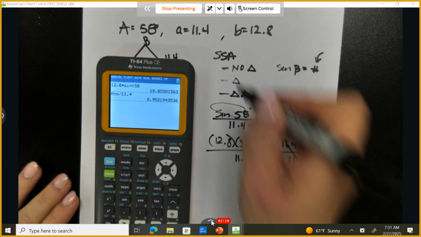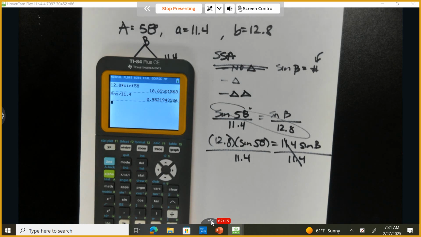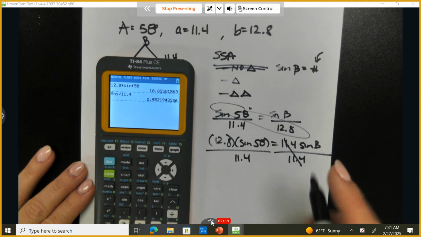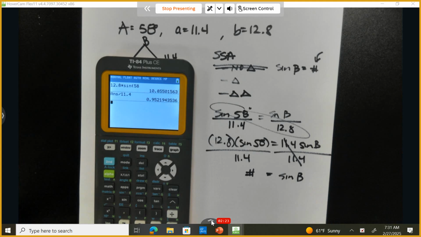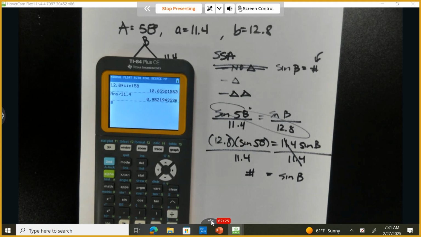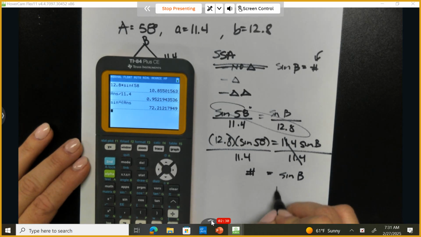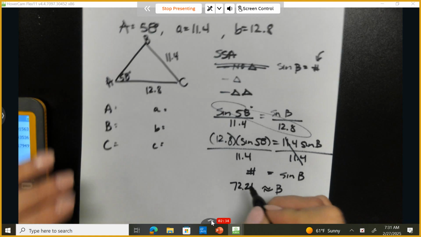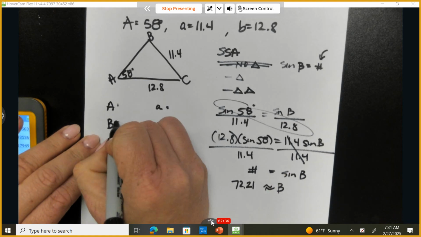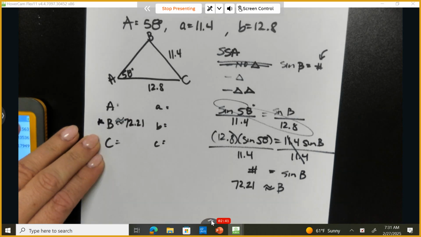Now I have to decide: is there going to be one triangle or two triangles? Okay, let's keep going. So I have the sine of B equals this number on my calculator. To find this angle, we use arc sine or inverse sine. So I hit second sine, second answer. So B is this approximation, 72.21. So I'm going to come up here. B is approximately 72.21. I'm going to put a little star because I'm going to come back to that.